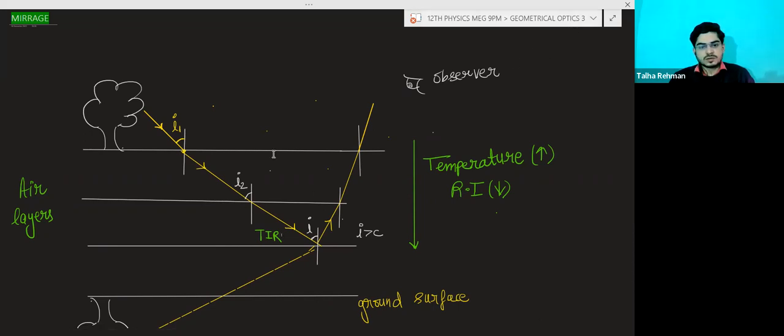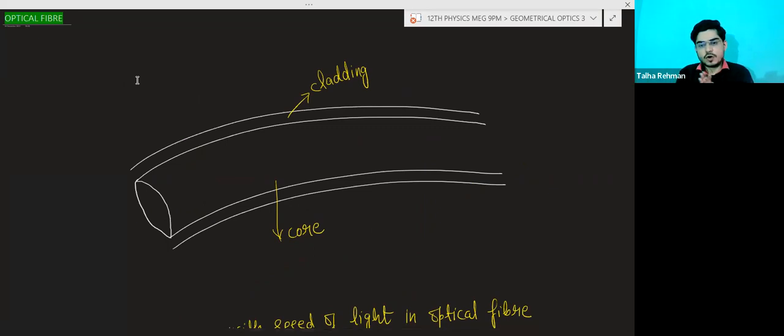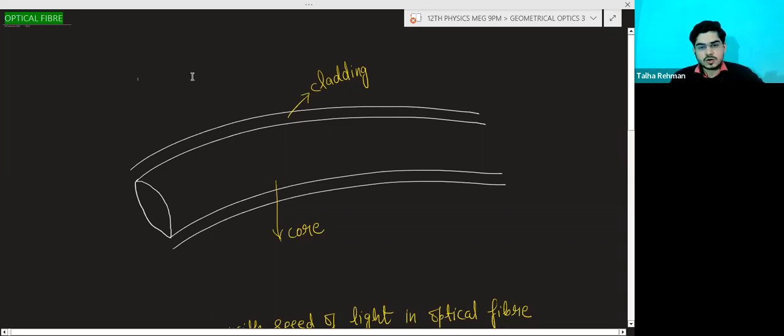There is one more thing which is based on the total internal reflection. Optical fiber. We have the broadband connection. So there we have a cable of optical fiber. So basically this is the optical fiber. And here is the cladding. This part is the cladding. And this is the core part of the cable.